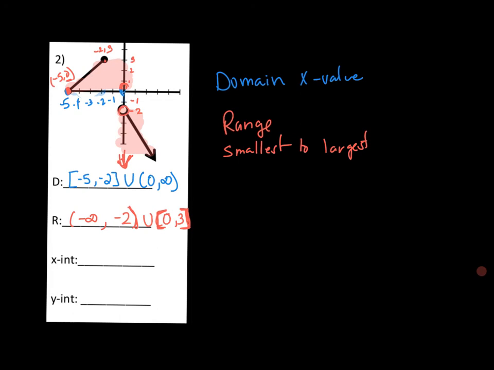Now, we already did the x-intercept. We did the x-intercept when I labeled this point right there. So I'm just going to go ahead and write that one down. The x-intercept is (-5, 0). And that is the only place on the x-axis where the graph touches. If I look at the y-axis, the graph actually never touches the y-axis. I have an open circle here, but that doesn't count. So the y-intercept here is none.